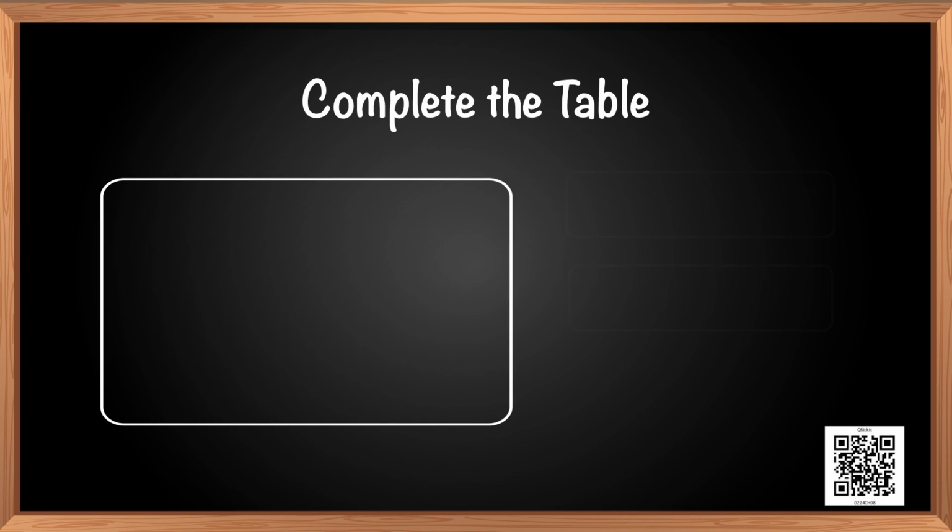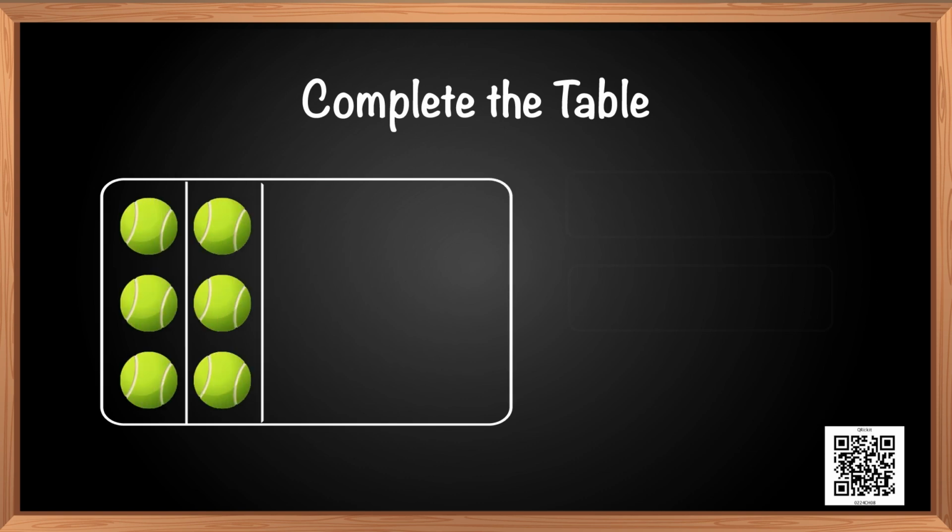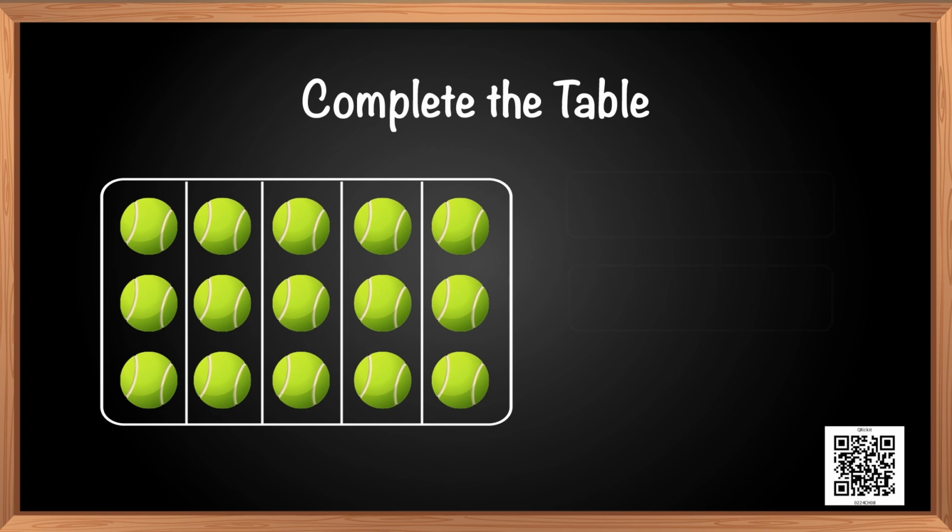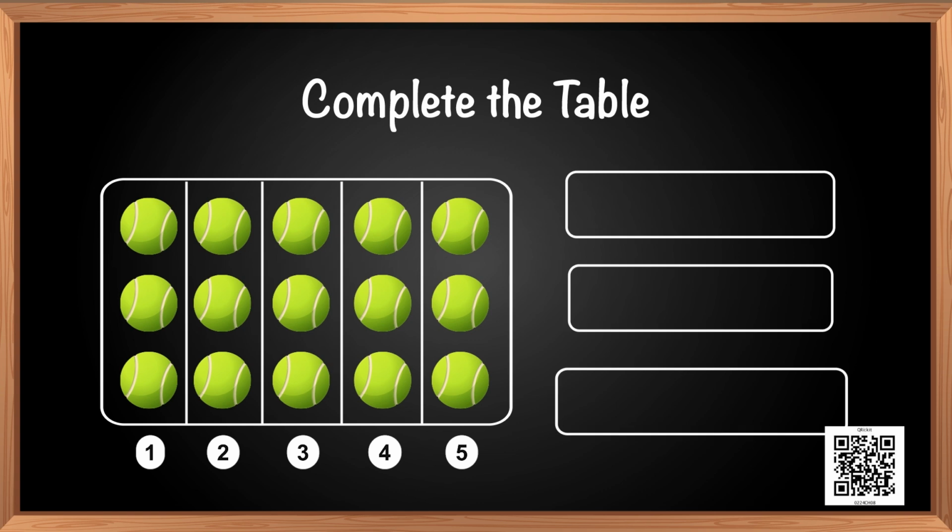Now, your favorite object, the balls, right? You play with them. Let us do some grouping with the balls. How many groups of balls can you see here? And how many balls are there in each group? Find that out and write them in 2 blanks. The final one is done for you. So we have 3 multiplied by 5, which is equal to 15 balls. That's right.